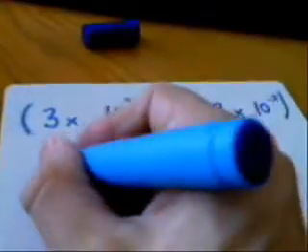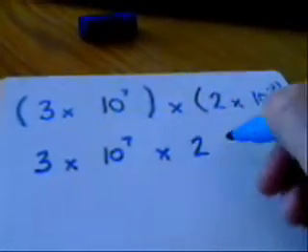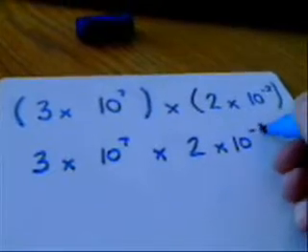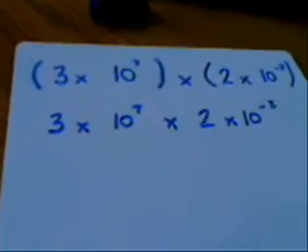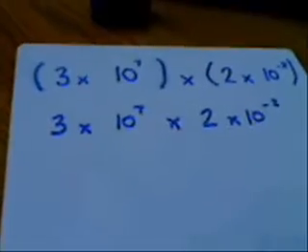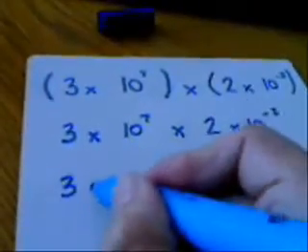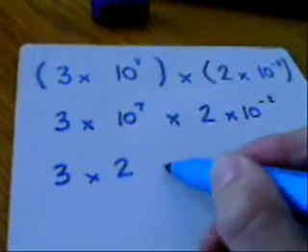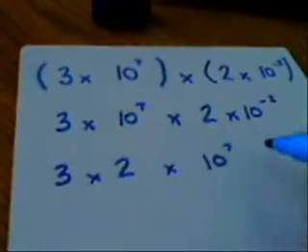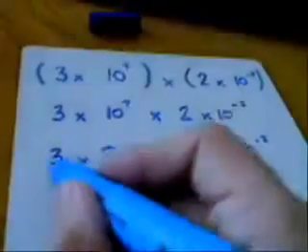So the first thing we can do is simply remove all the brackets. So it then looks like a straightforward multiplication. Now, as you probably know by now, you can multiply numbers together in any order, so for example 4 times 5 is the same as 5 times 4. So let's switch the order here. We've got 3 times 2, and that's going to be multiplied by 10 to the power of 7, which is multiplied by 10 to the power of minus 2.